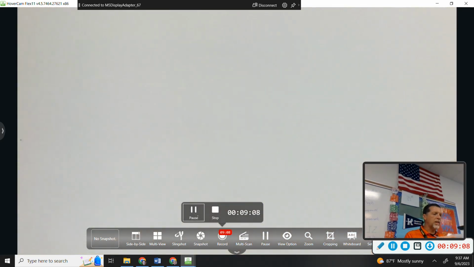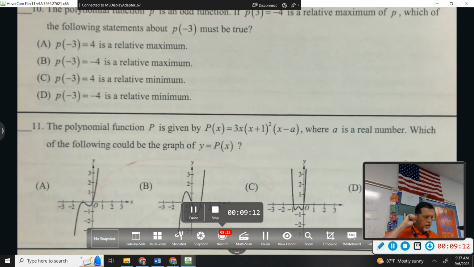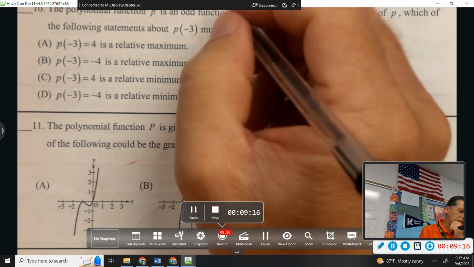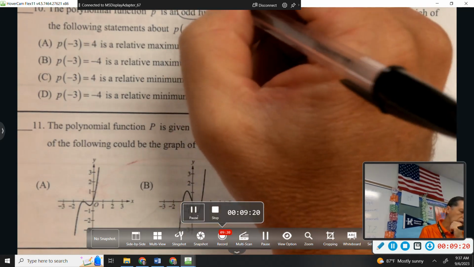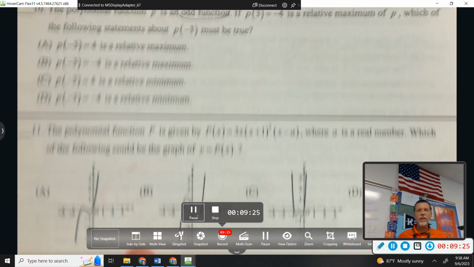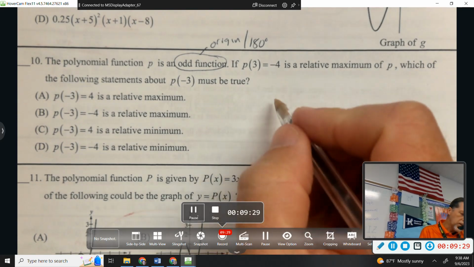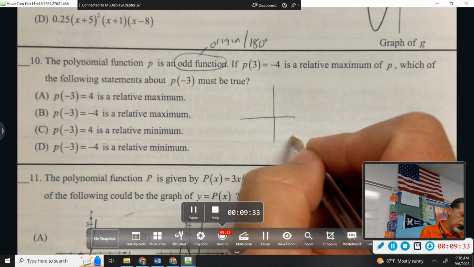Number 10. A polynomial P is an odd function. Oh, we did one of these yesterday. What does odd function mean in terms of symmetry? Origin, which is 180 degrees if we're trying to think how to draw this thing. P of 3 is negative 4.